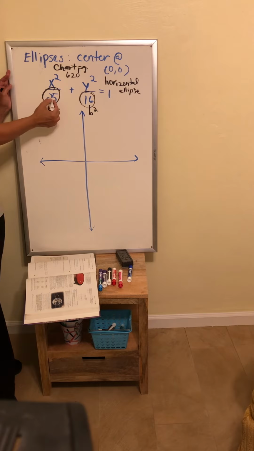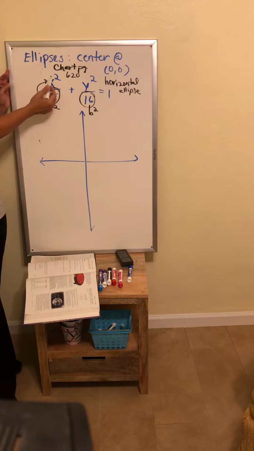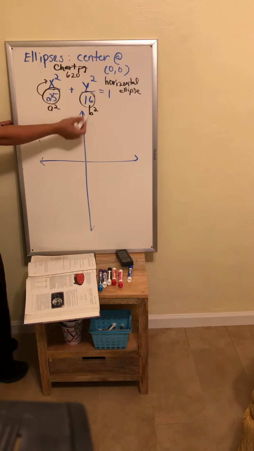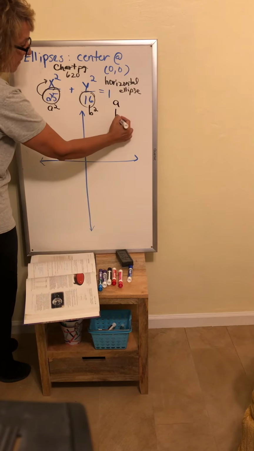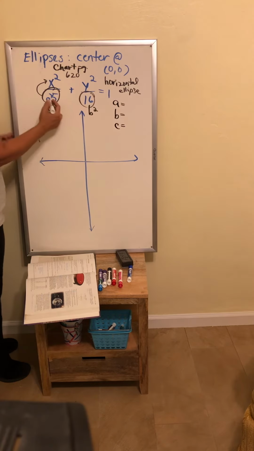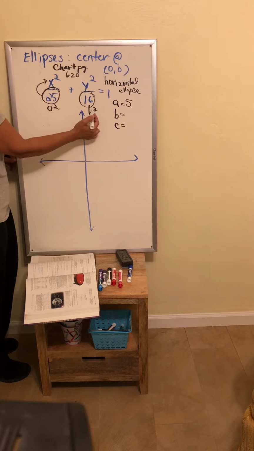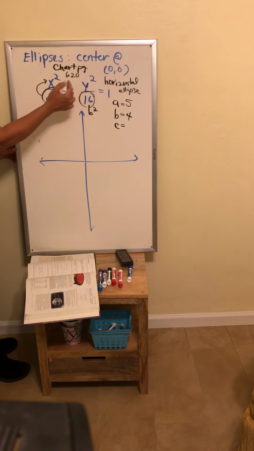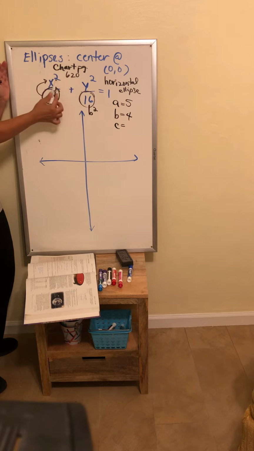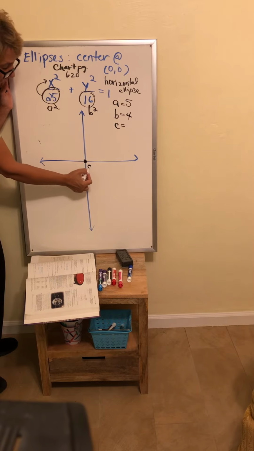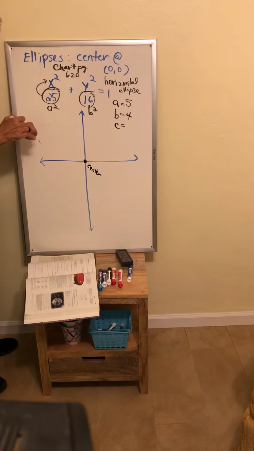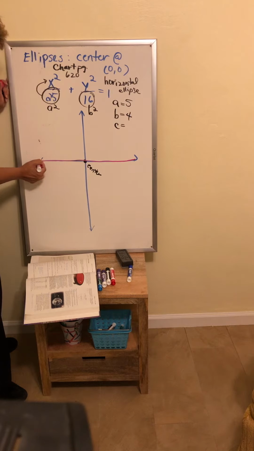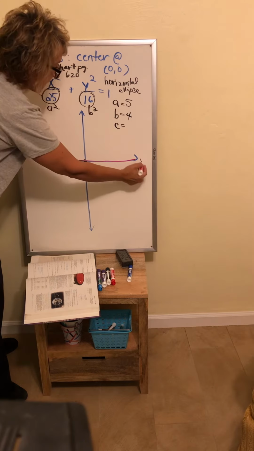So a squared is larger, and the main things will be graphed on the x-axis, which is a horizontal axis. So a squared is 25, b squared is 16, so I'm going to identify my a, my b, and my c. Since a squared is 25, a is 5. Since b squared is 16, b is 4, and we will solve for c here in just a minute. Since it's just x squared and y squared, the center is at 0, 0. So there's our center. It is a horizontal ellipse, so the foci and the vertices will be graphed on your x-axis.